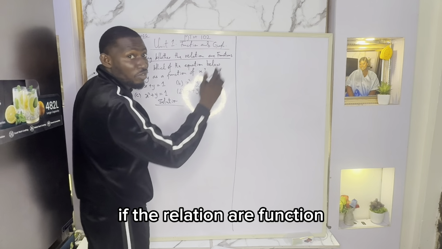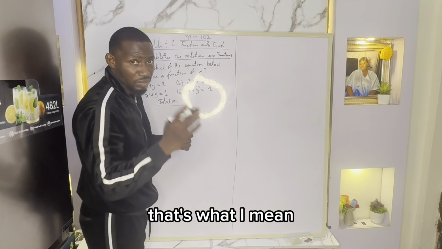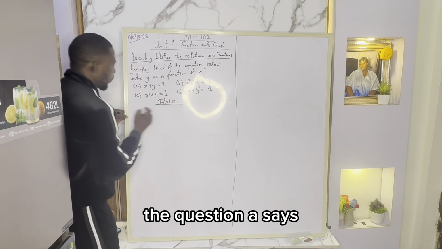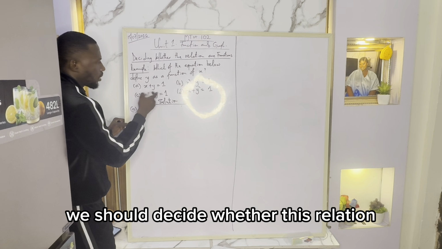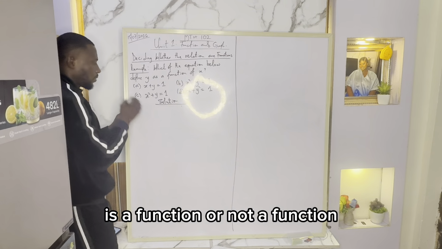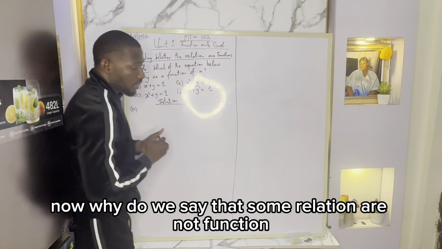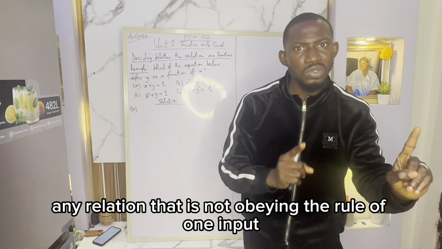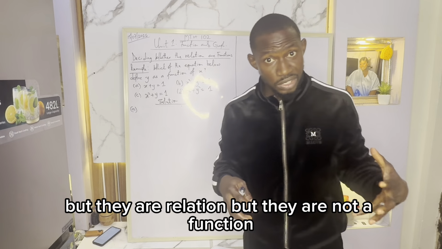Now, if the relations are function, because not all relations are function. If the relations are function, that's what I mean. Because not all relations are function. Now, solution. The question A says we should decide whether this relation is a function or not a function. Not all relations are function. Pay attention to that. Now, why do we say that some relations are not function? I've told you before. Any relation that is not obeying the rule of one input having one output is not a function. But they are relation, but they are not a function.